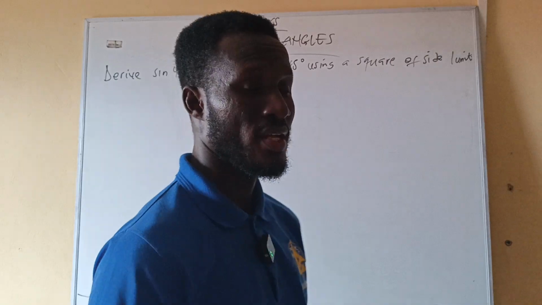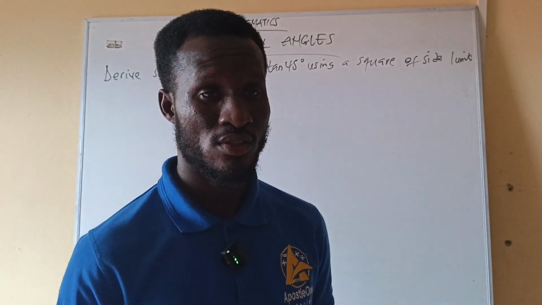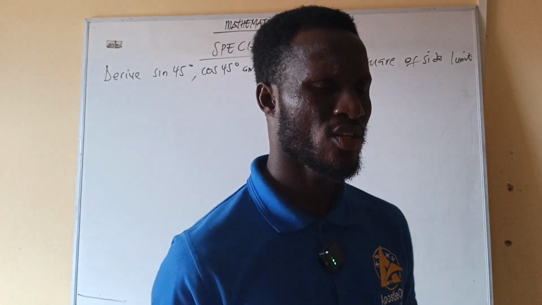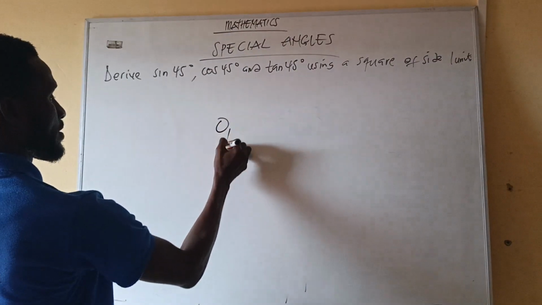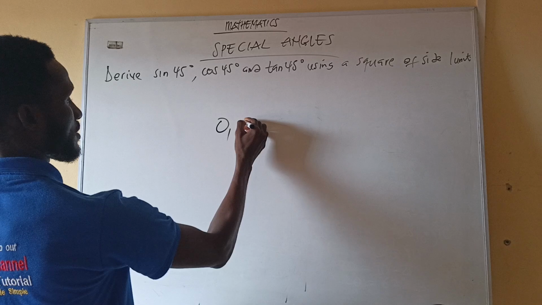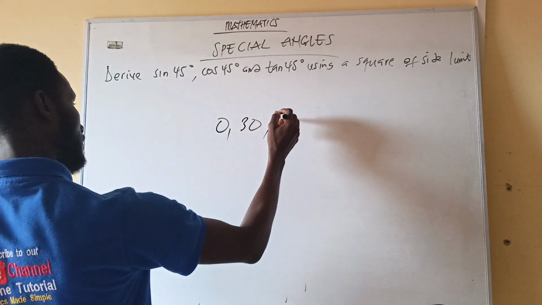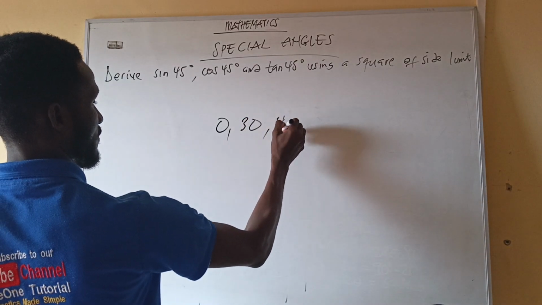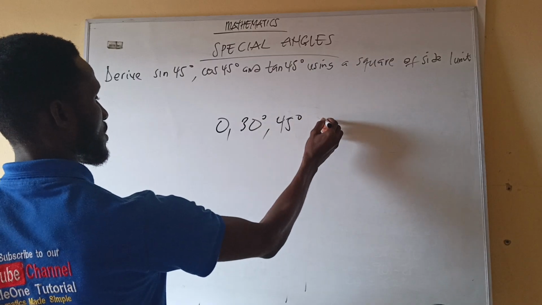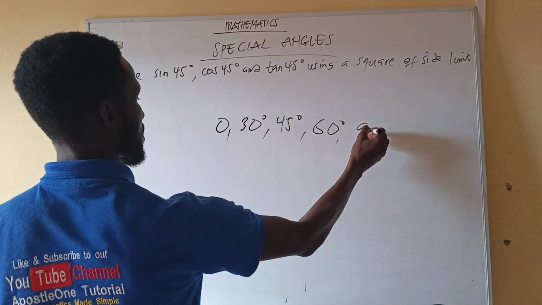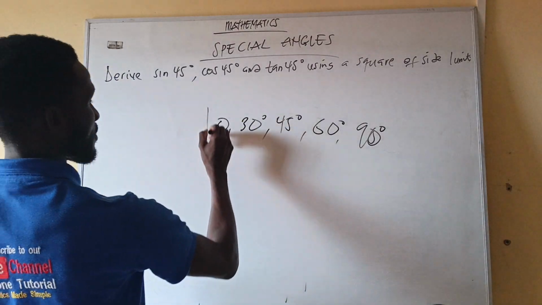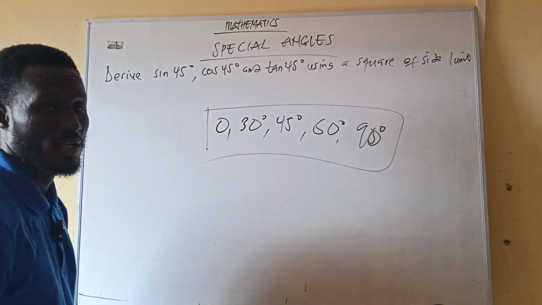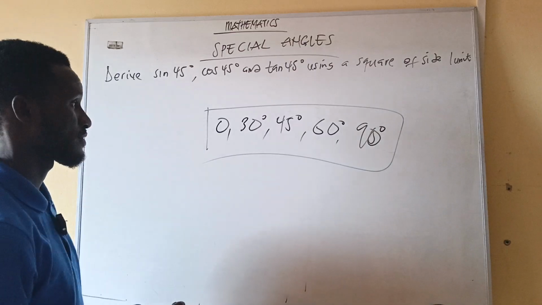Now, at this particular point, I'm coming to talk about special angles. Yes, of course, when you talk about special angles, you're talking about these particular angles: 0 degrees, 30 degrees, 45 degrees, 60 degrees, and then 90 degrees. These are the special angles we are looking at. This is what we call the special angles.